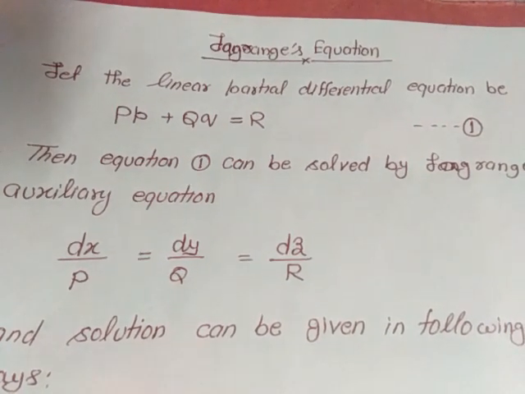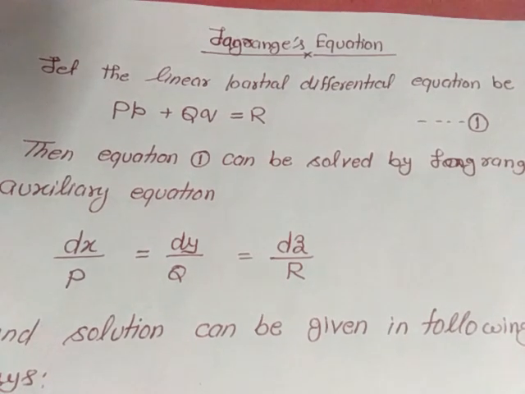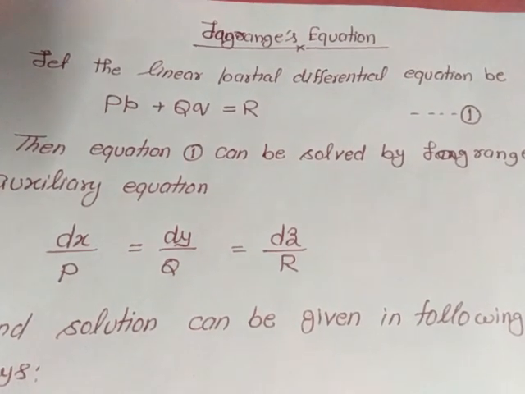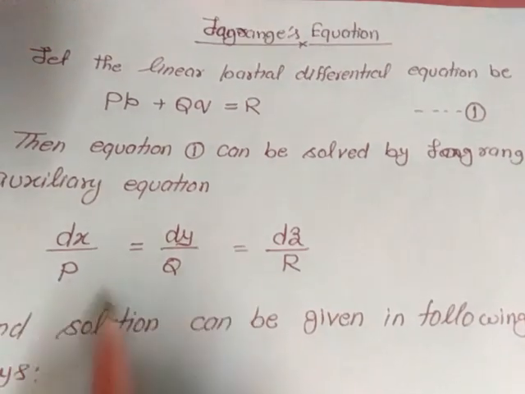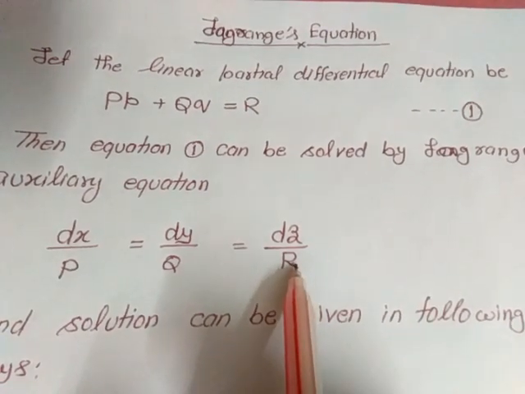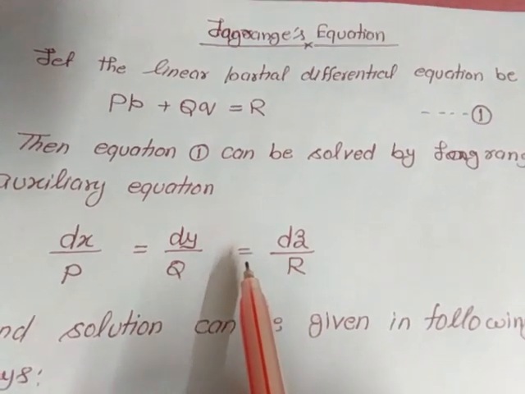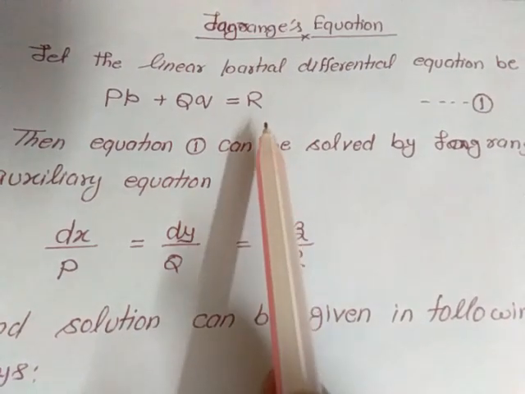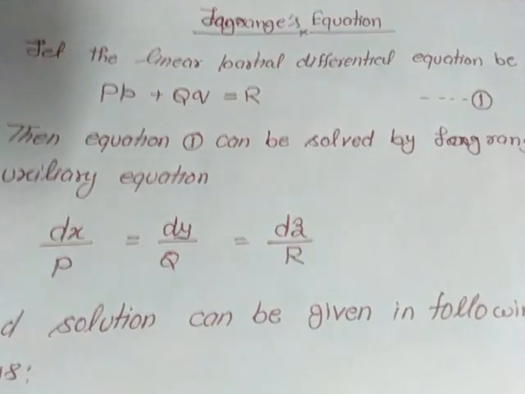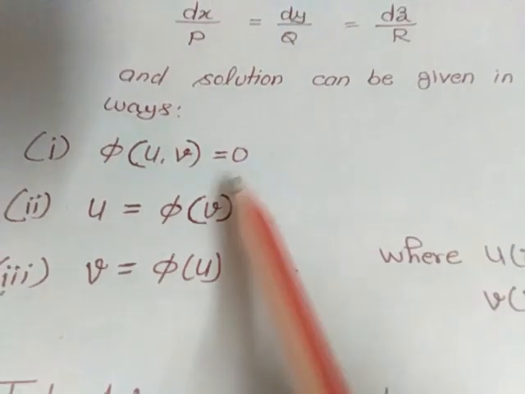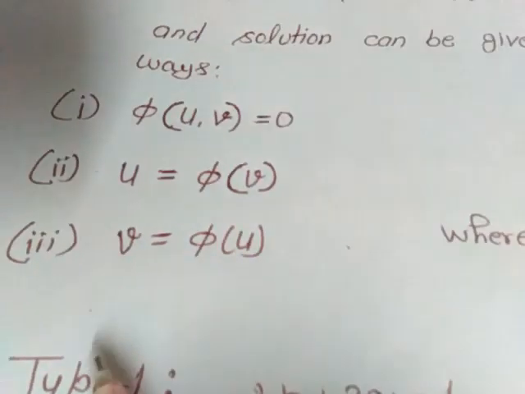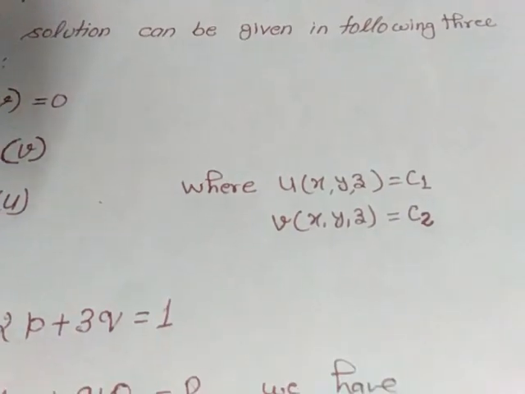The solution of equation 1 can be obtained by selecting any two of the factors from the Lagrange's auxiliary equation. On the basis of P, Q and R, there are four types of ways which are used to solve the given partial differential equation 1. The solution can be obtained in the form phi(u, v) = 0, or u = phi(v), or v = phi(u), where u and v are functions of x, y, z equal to constants.